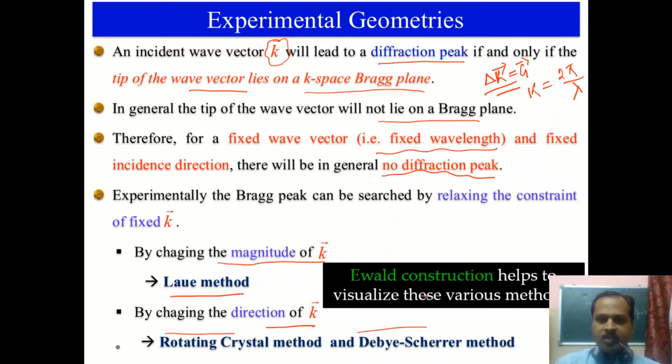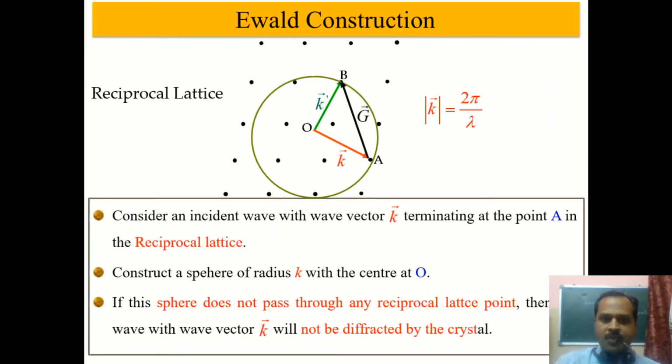So what is the Ewald sphere? Now let us have a look. The Ewald sphere is constructed in the reciprocal space. Suppose these are the reciprocal lattice points. Here k is the incident wave vector and k prime is the scattered wave vector.